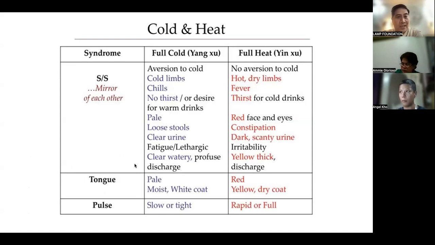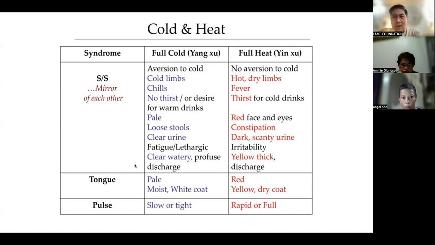Okay. Let's go to cold and heat. The signs and symptoms are mirror of each other. So ano ibig sabihin yan? So remember, when you have full cold, it could be Yang deficiency. When you have full heat, Yin deficiency. Okay, aversion to cold and full cold, cold limbs, chills. You try to understand, this is not simply memorizing. Analyze nyo po. No thirst or desire for warm drink. So yung pale na siya. Pale, syempre loose stools, clear urine, fatigue, lethargic, clear watery, profuse discharge, no? So it's very cold. Ang tongue naman, obviously, is pale.